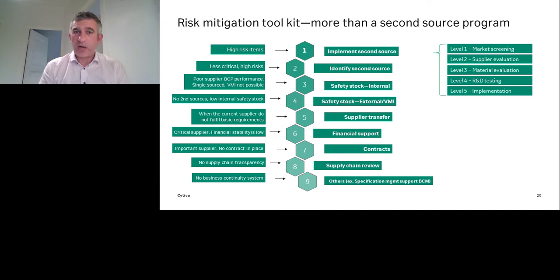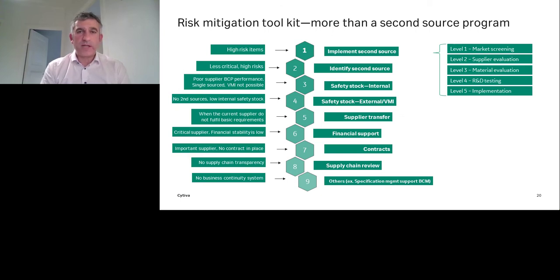The first level is market screening, and that's simply that we've identified potential alternative suppliers. Level 2 is supplier evaluation, where sourcing look at the supplier to see that they're feasible in terms of meeting our standards and our requirements. Level 3 is material evaluation conducted by R&D, which is a document analysis of the feasibility of the materials that would be supplied by a potential supplier. In level 4, we've done full R&D testing at bench scale to validate the raw material delivery and performance. And in level 5, we've fully implemented the second source.